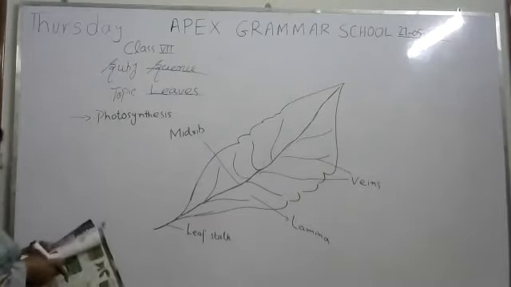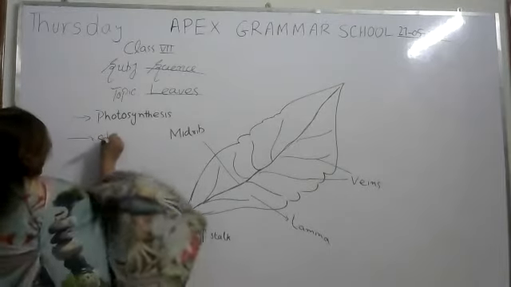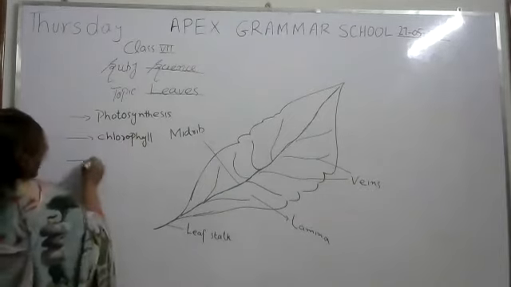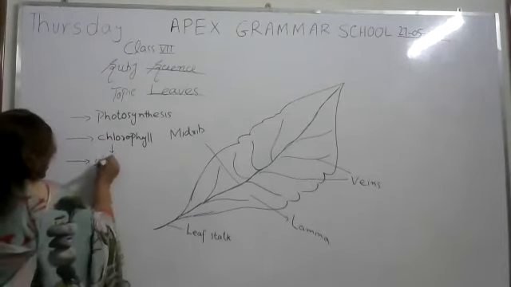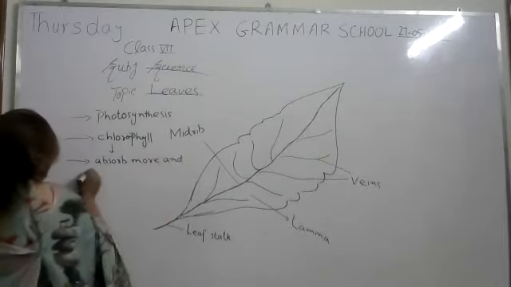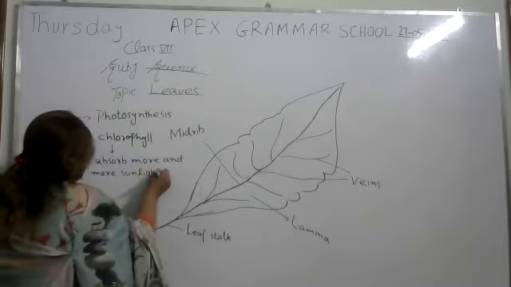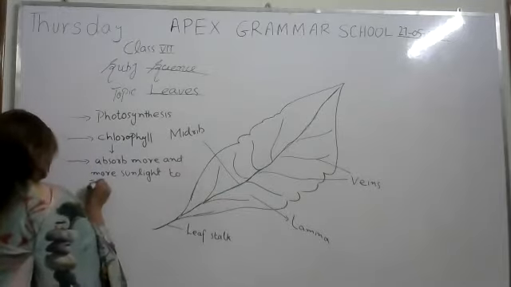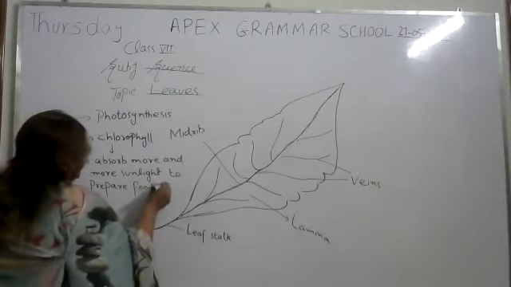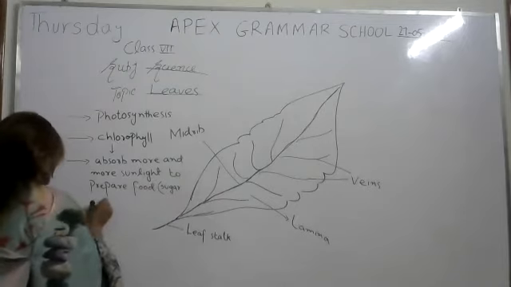First of all, they do the photosynthesis. Okay? And they contain a chemical which is called chlorophyll. And the function of chlorophyll is to absorb more and more sunlight to prepare food, in the form of sugar solution.